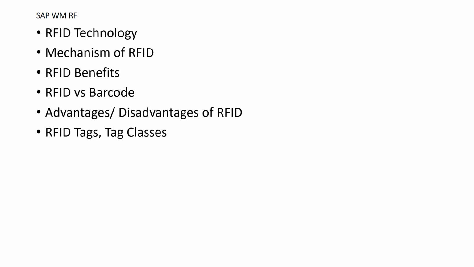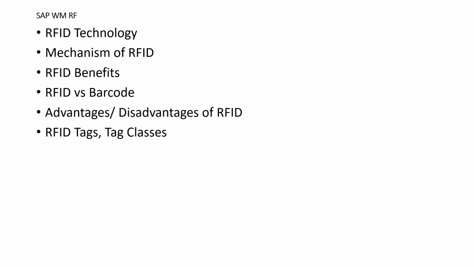Now let's move on to the tag classes. We have different types of tag classes. Class 0, read only factory program; class 1, write once, read only, that is WORM, factory or user program; class 2, read write; class 3, read write with onboard sensors; and class 4, read write with integrated transmitters. So these are the 5 kinds. Let us see each one by one in detail.